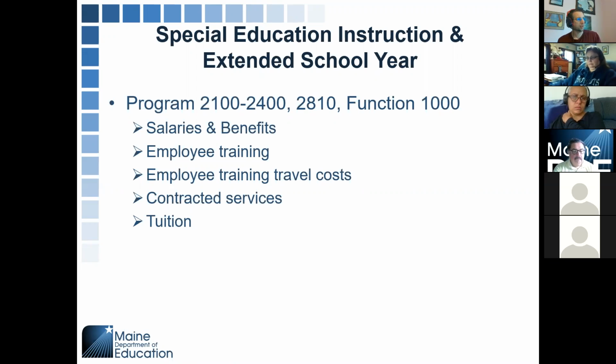Within that, you can do salaries and benefits, employee training, travel costs, contracted service, and tuition within these program codes. Some notable exceptions here: when we look at what the model picks up, we don't pick up any supplies that are bought for special ed, and we don't pick up any equipment that are bought for special ed. So that's certainly something for everybody to know.